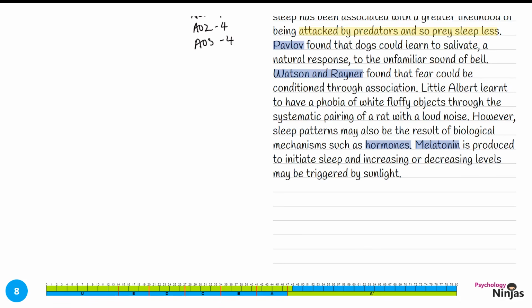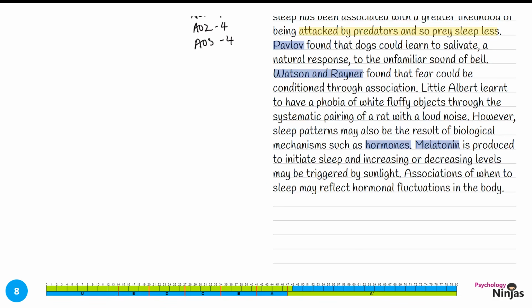syllabus. We're going to come to a judgment about the role of classical conditioning. Associations of when to sleep may reflect hormonal fluctuations in the body. So we've actually gone for a bit of an interactionist approach here, saying that these two things are combined together.